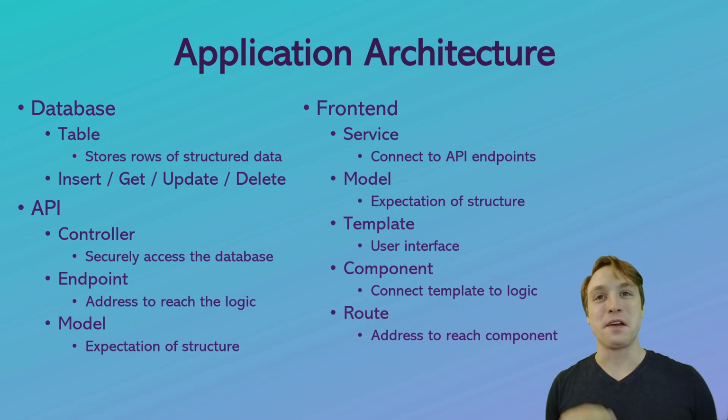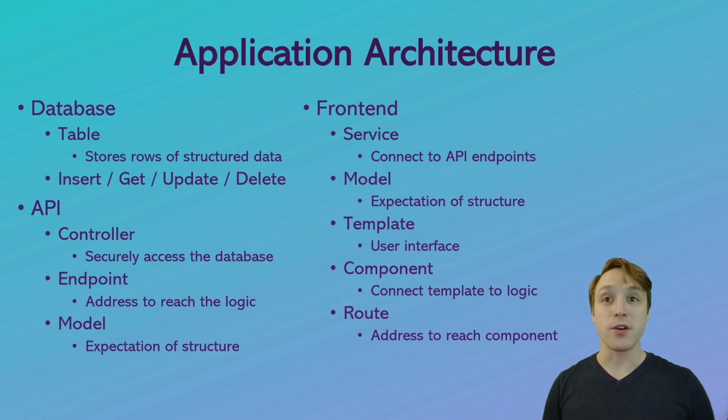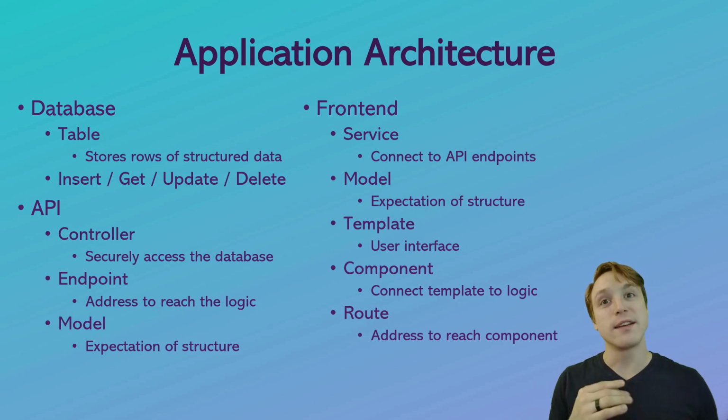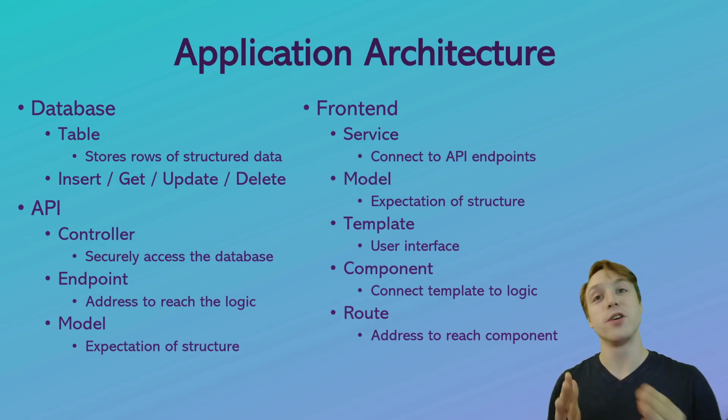Now, the rest of this stuff I think is pretty straightforward, so I'm going to zip through it a little bit more quickly than we have with the rest of this. So in the front end, we also have models. Models in the front end are basically the same as they are in the API. The model just says what that data set is going to look like so that the front end knows how to treat those different data points and knows which data points are going to be available based on the model you're using.